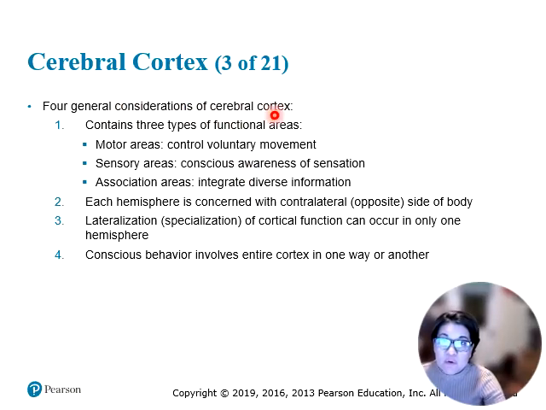Okay, so in the cerebral cortex, there's 3 main areas. There's motor areas, and then sensory areas and association areas, which is where those 2, the motor and the sensory, kind of meet. So you get sensory input, it goes to the association areas, and then that goes to the motor areas when your brain decides what to do. It is contralateral, so that each hemisphere is running the opposite side of the body. That is true. And then there are some functions that are only on one side.